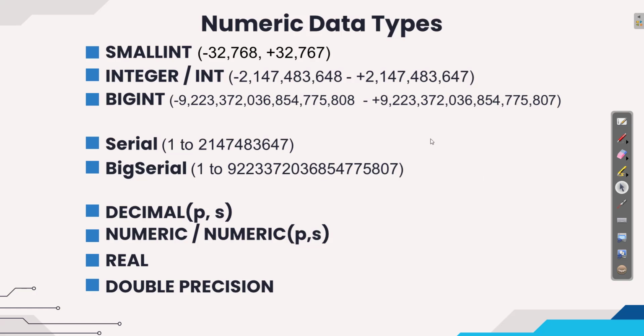Okay, the first one is the numeric data type. There are a lot of numeric data types. Small int can be used for lower values. For example, if you have a role ID, this is the minimum value and this is the maximum value. This data type can be used.